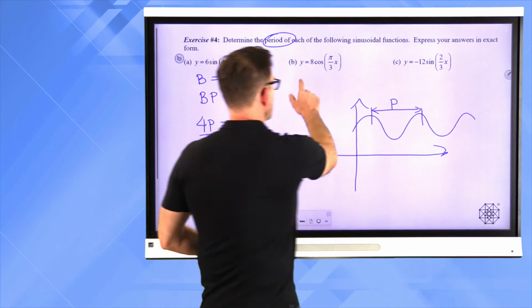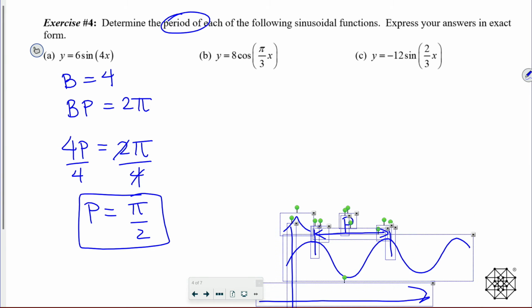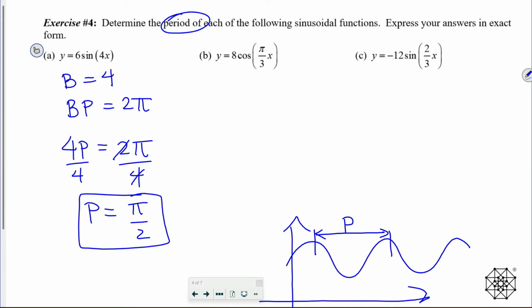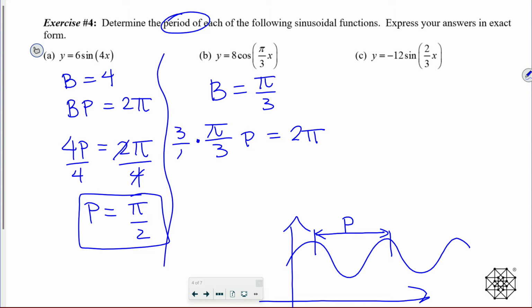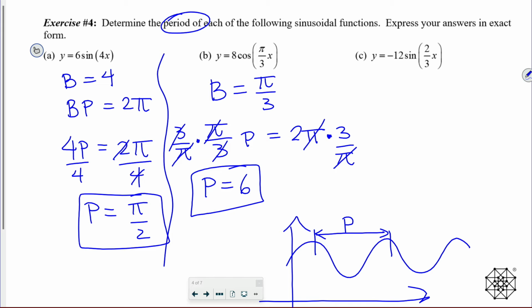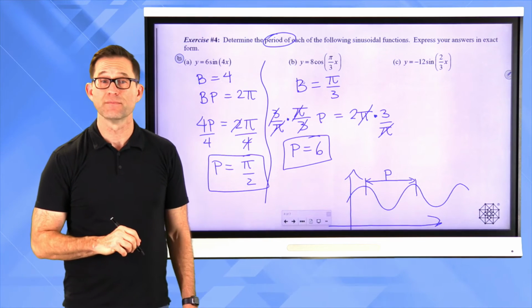All right, well, first, let me move this out of the way. But keep in mind that graphical significance, right? Here, the B, the frequency, is equal to pi over 3. So pi over 3 times the period is going to be 2 pi. I think here it's going to be a little bit easier. Instead of trying to divide by pi over 3, let's multiply by 3 over pi. All right, those will all cancel. And in this case, the pi's will cancel, and we'll just be left with 2 times 3. So we'll end up with the period equal to 6.